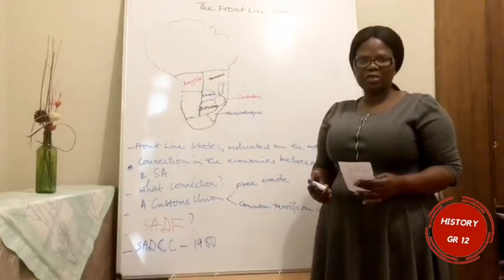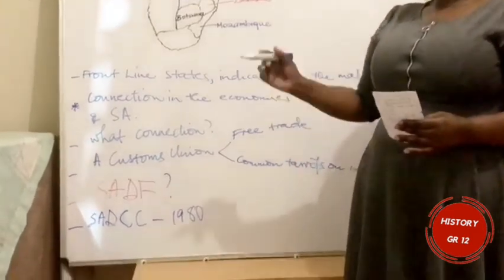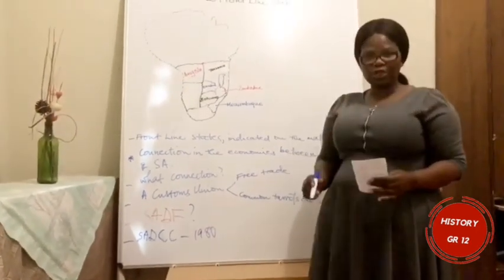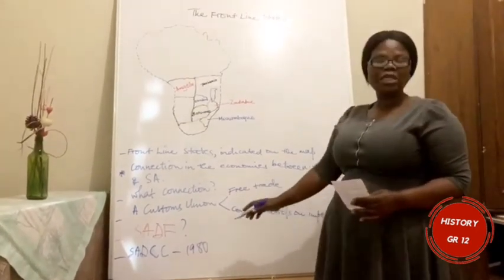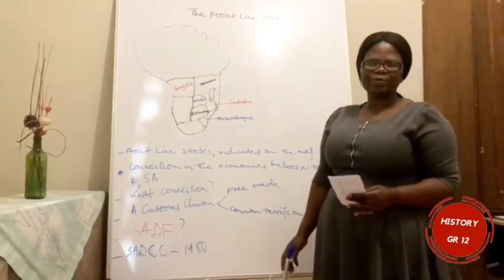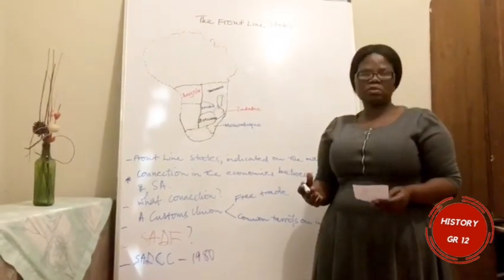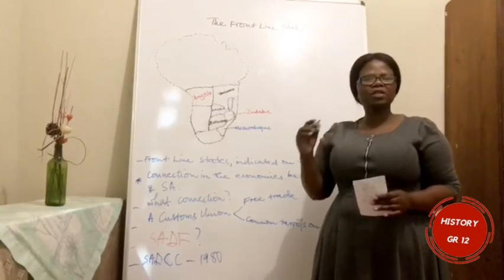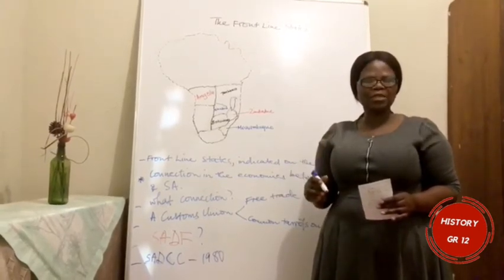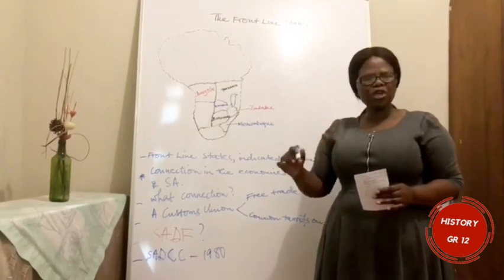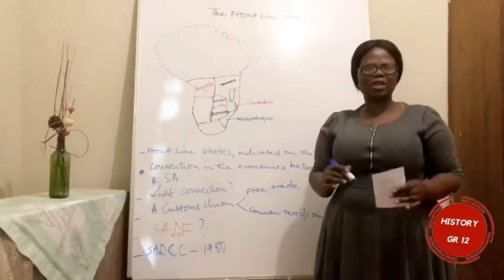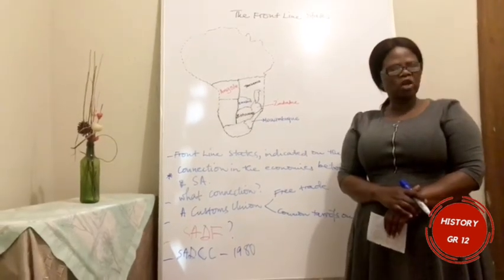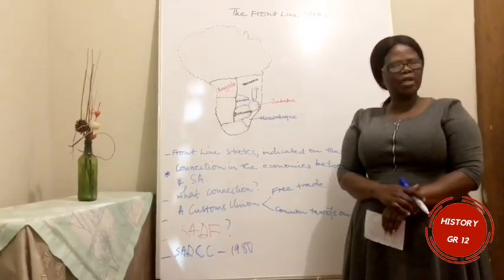There was SADCC, the Southern African Development Coordination Conference, which had been formed in 1980. What was the purpose? The purpose was to increase economic development of the frontline states so as to free them from depending on South Africa economically. SADC put pressure on the South African government to end apartheid.